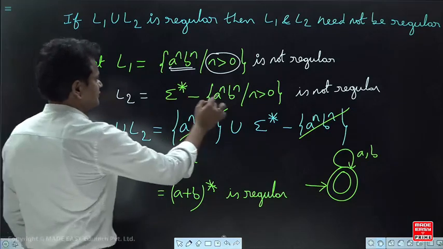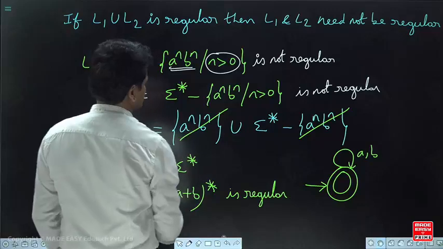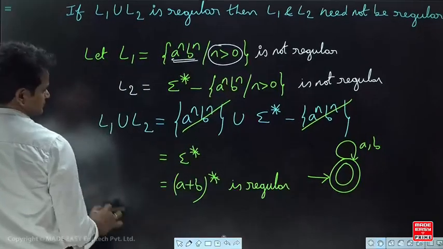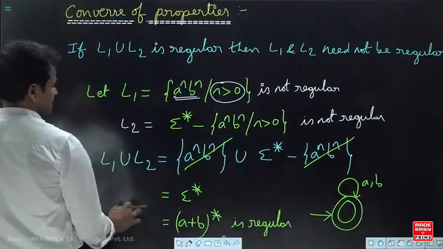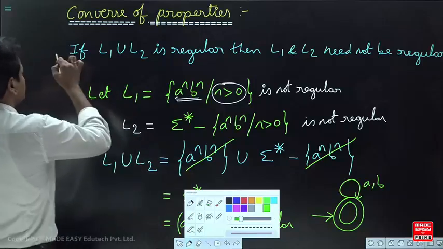Yes, comparison infinite, not regular. This is also not regular. Okay, we'll go for the next one. So this is the converse of properties. This is one.